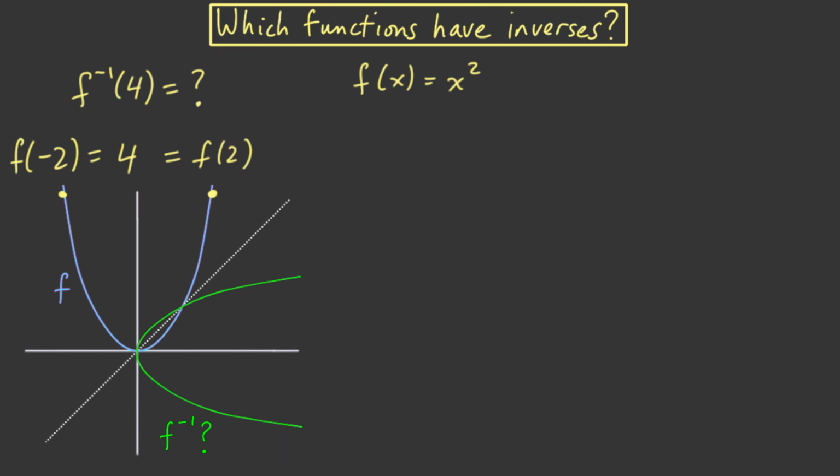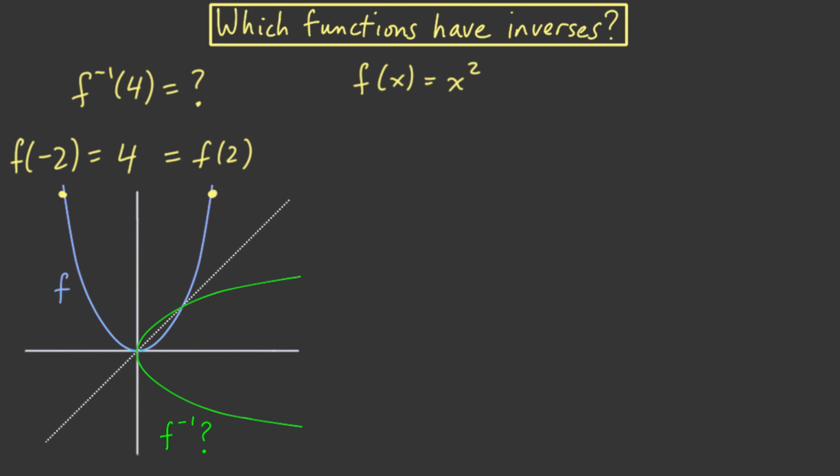One way around this is to split up the function. If we look at just the right half of the parabola, that does satisfy the horizontal line test. And that corresponds to this half of the reflection. That's the positive square root. Whereas the left half of the original graph corresponds to the negative square root. But the positive and the negative square roots are just partial inverses, because they only work for part of the original function. We'll talk more about partial inverses in the next video.